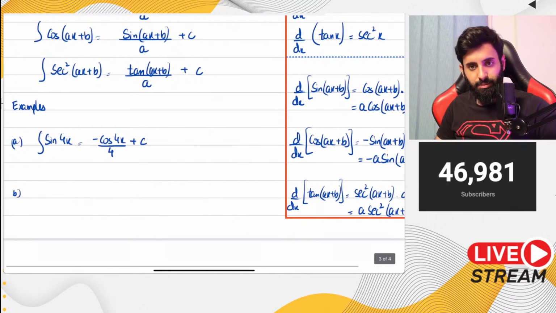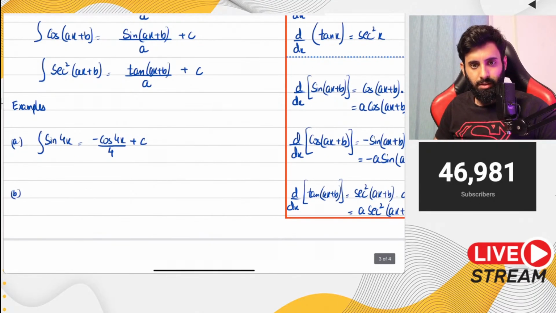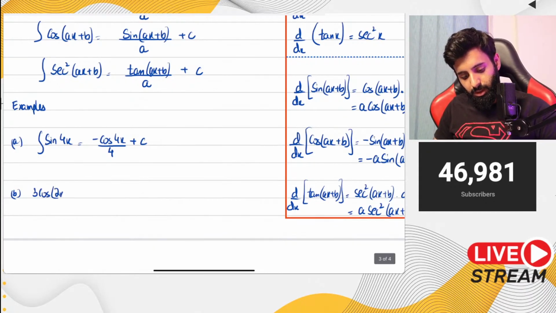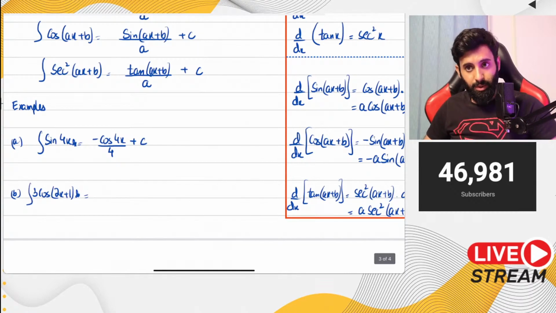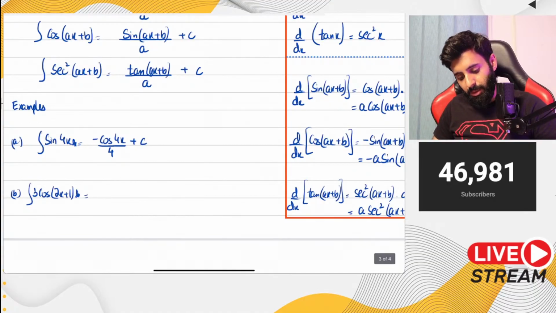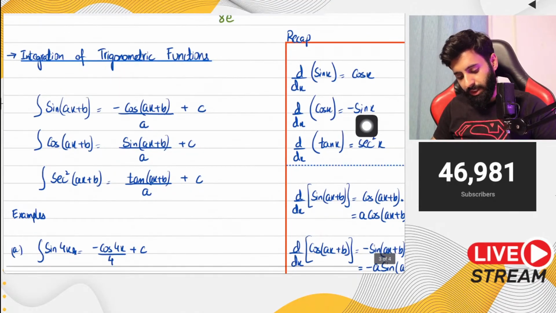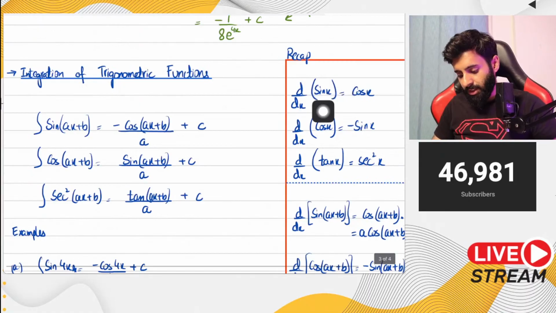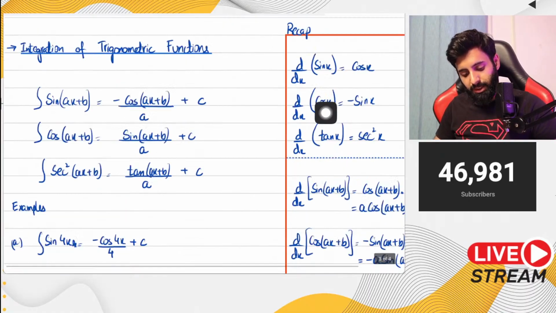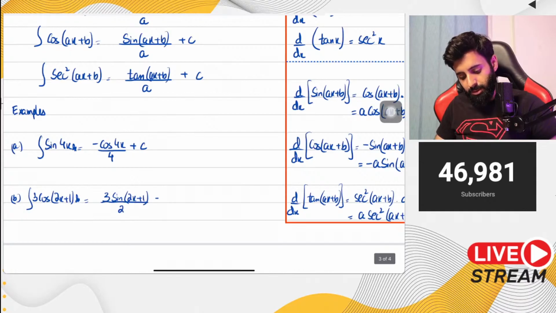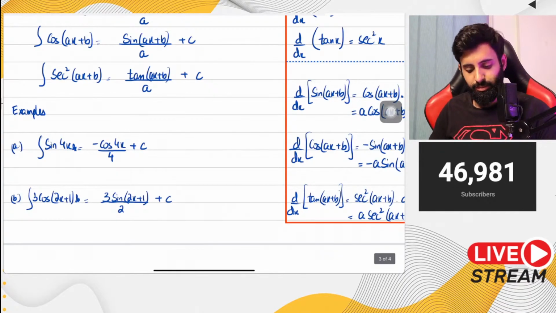Let's do another example. Let's say you have 3 cos(2x + 1), and this is what you have to integrate with respect to x. How do we integrate this? Remember, the differential of cos is minus sine. But this is cos. The differential of sine is cos, which means the integral of cos will be sine. So 3 as it is, we have sine instead of cos now, 2x + 1 as it is, and we'll divide it by the differential of the angle, which is 2, plus c. There you go. That's your answer.